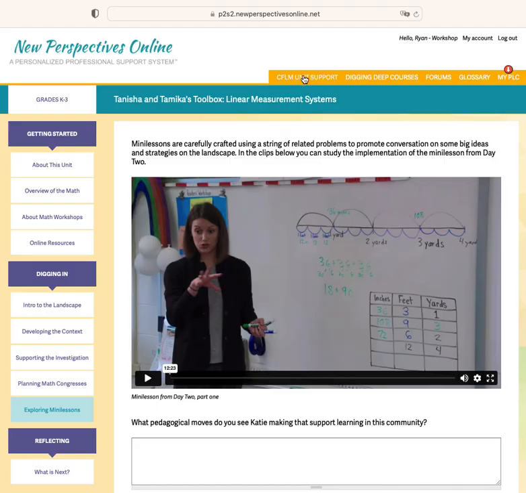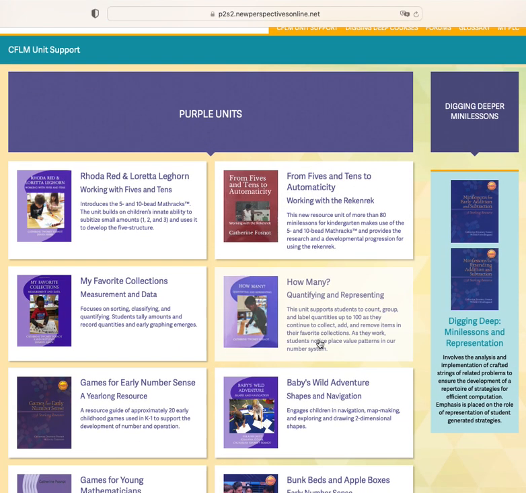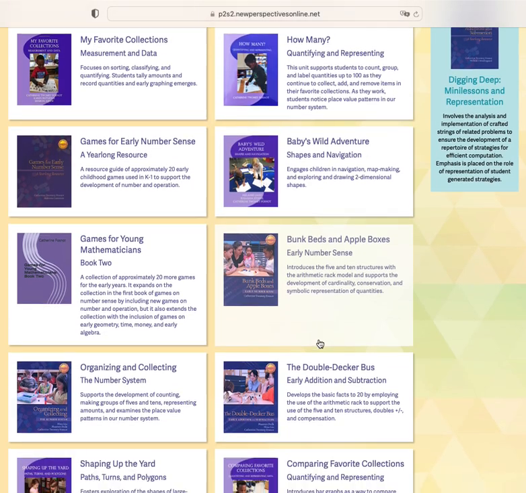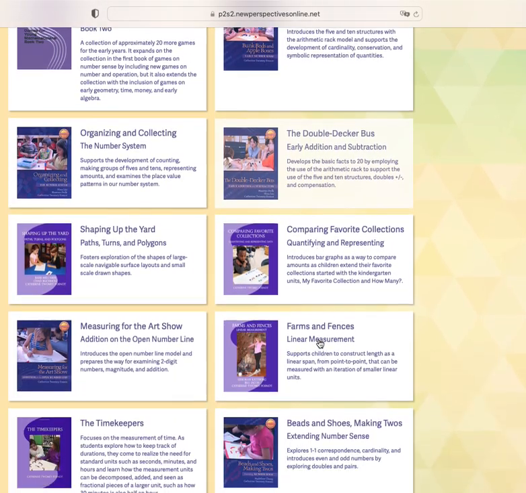units. So I'm going to navigate back to Context for Learning Mathematics, which is CFLM unit support, and here's where you can see all of our curricular units. Context for Learning Mathematics is a full core K-5 math curriculum addressing all of the standards. So you'll see in here each of the units.